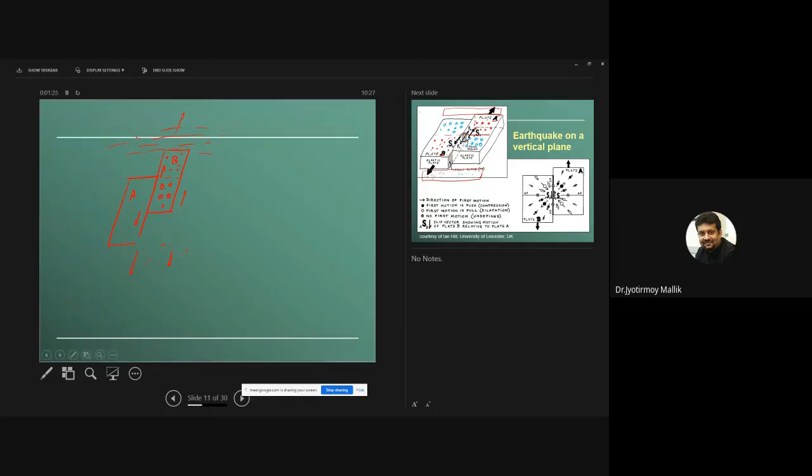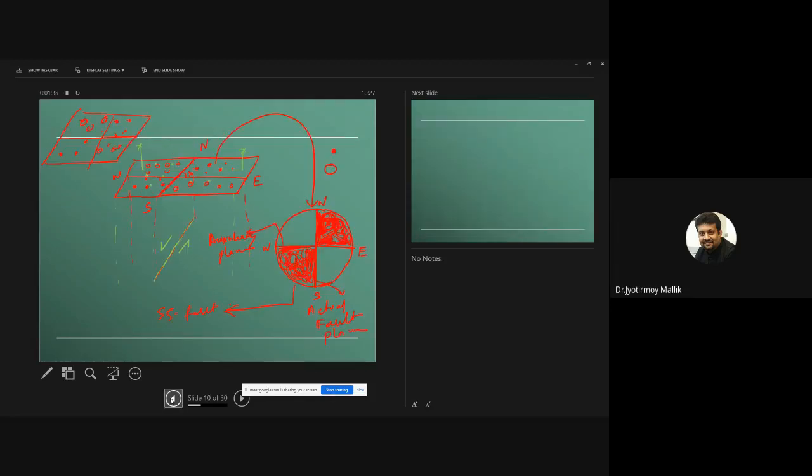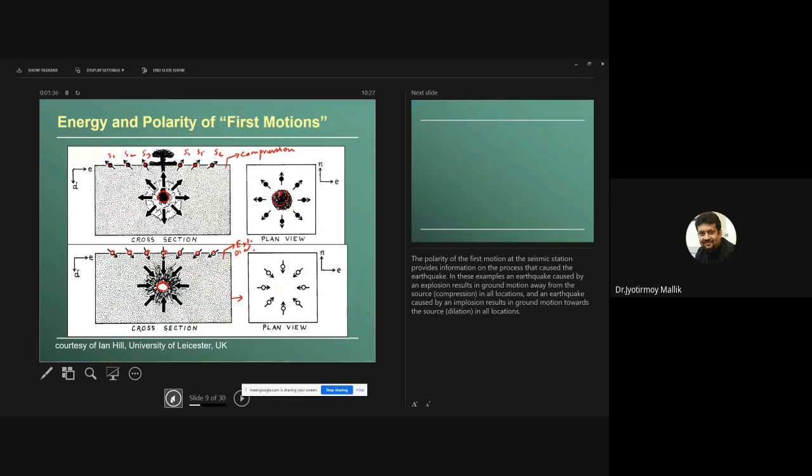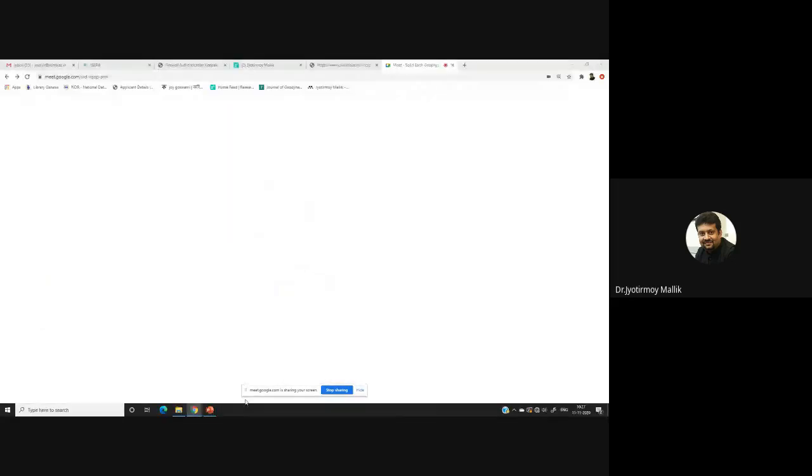I will observe compression. I have actually drawn it a little too far. This was a better diagram.